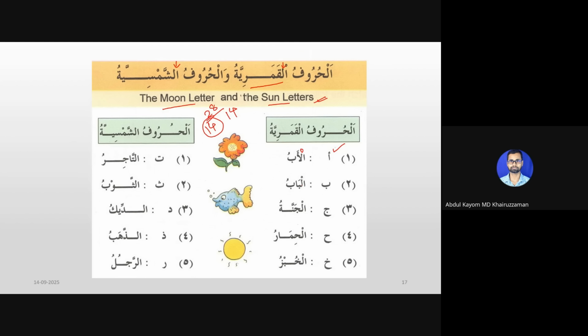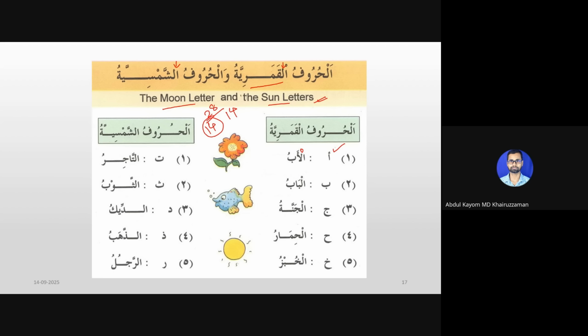Here should be sukun. Al-abu, we are reading the lam. Al-abu, al-bab, al-jannatu, al-himaru, al-khubzu. The lam we are reading. But in huruf shamsiyya, we are not reading the lam. The following letter has been doubled. We have a shadda. So actually lam is assimilated to the following letter. So if it is ta, ta will be doubled. At-tajir. If it is tha, al-thawbu. Then dal, ad-diku, ad-dhahabu, ar-rajulu, like that.